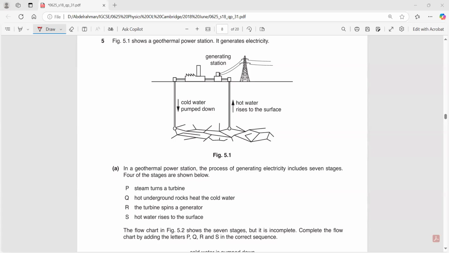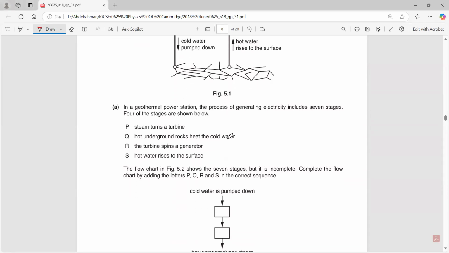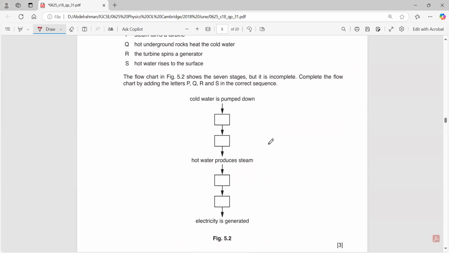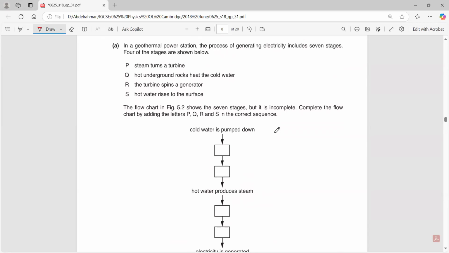Now, in a geothermal power station, the process of generating electricity includes 7 stages. We need to write them down. Someone's saying we start off with Q. Hot underground rocks heat the cold water. Yes, that is correct.